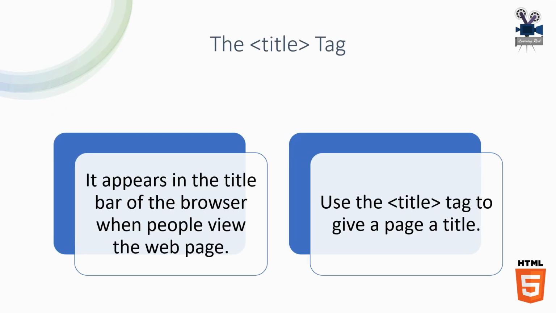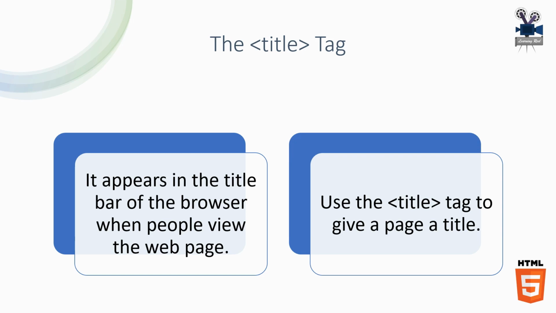Cool. Now finally, let's talk a little bit about the title tag, as I promised in the beginning of this video. Each HTML page needs a title to indicate what the page describes. It appears in the title bar of the browser. When you open a browser, you see on the top left corner the title of the page you're opening, right? Say for example google.com, you would see Google there. So this is nothing but what you see on the browser when people view the web page.